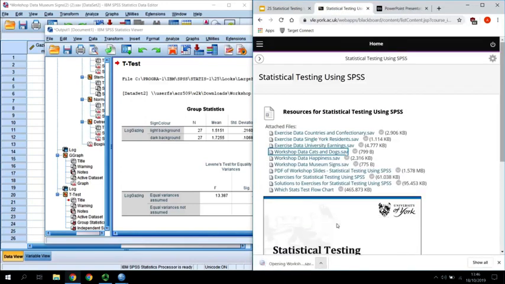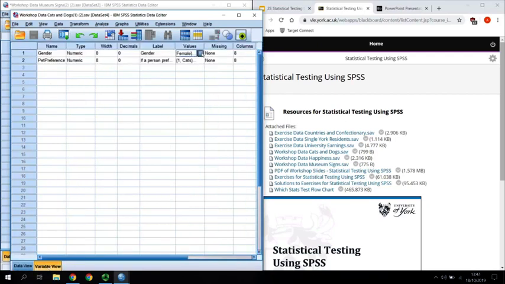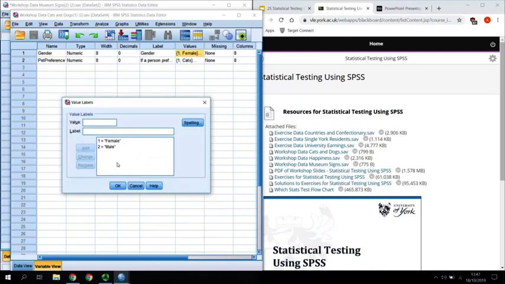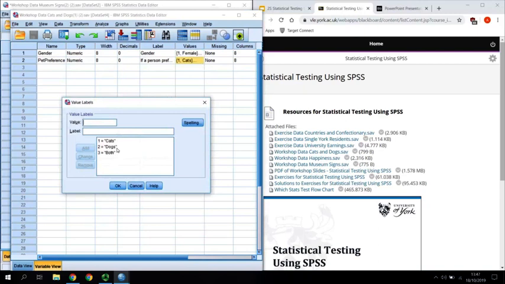And we've just got people's gender and whether they prefer cats, dogs, or both. And you can see in the variable view what those codes mean. So one's female and two's male, and one is cats, two's dog, and three means that they prefer both.